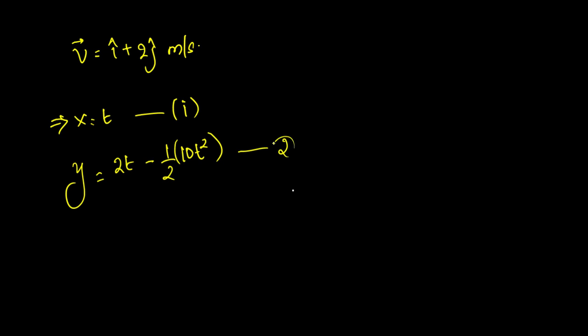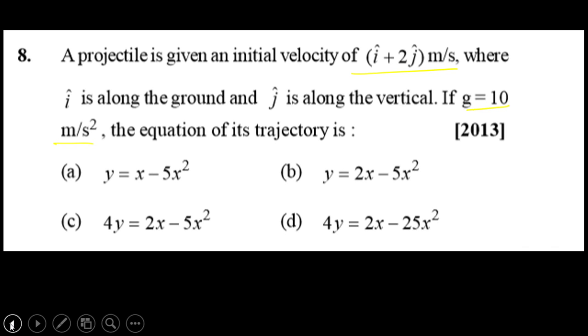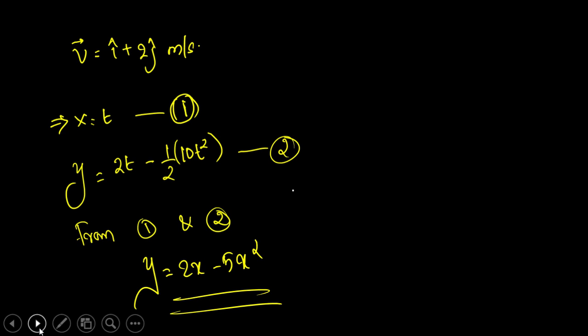So if we consider this as the first equation and this as the second equation, when we solve equation 1 and equation 2, we get y is equal to 2x minus 5x squared, and the correct option that we are going to get is option B. It's a very simple question, and it's a similar question as well.